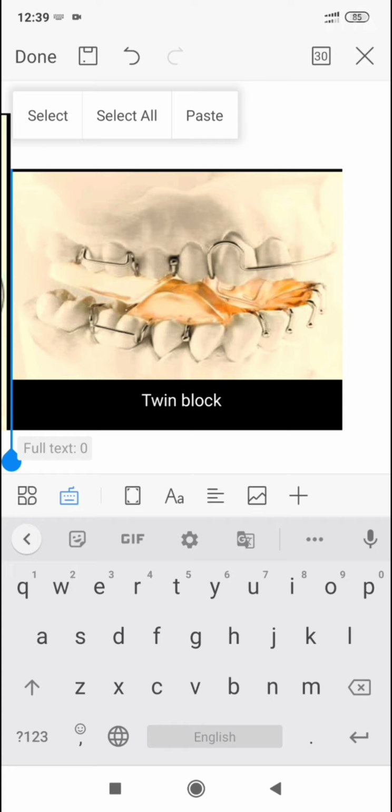So in short, functional appliances stimulate and enhance the mandibular growth and retard the maxillary growth. So they are the treatment of choice for mandibular retrognathism cases in general.